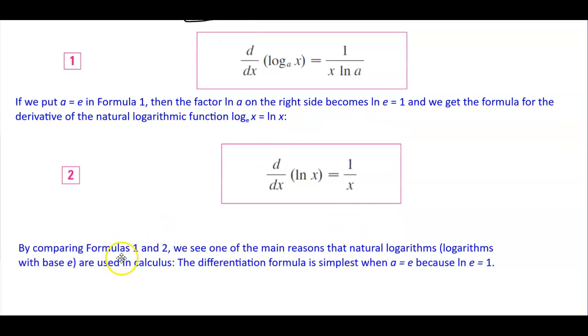Now, by comparing Formulas 1 and 2, we see one of the main reasons that natural logarithms, logarithms with base e, are used in calculus. The differentiation formula is simplest when a is equal to e, because the natural log of e is going to equal 1.